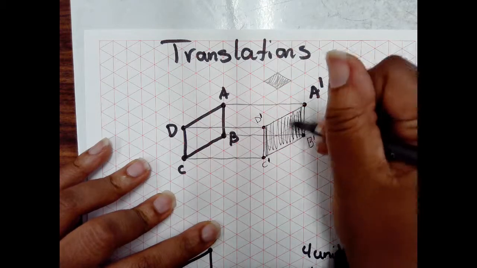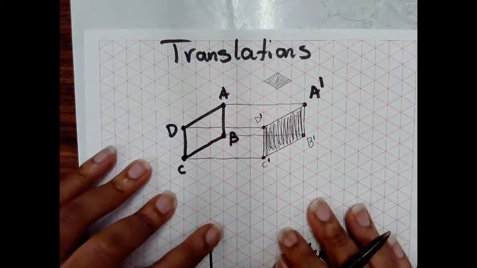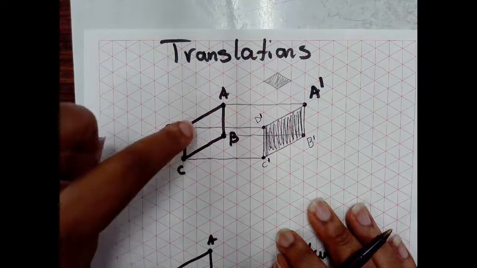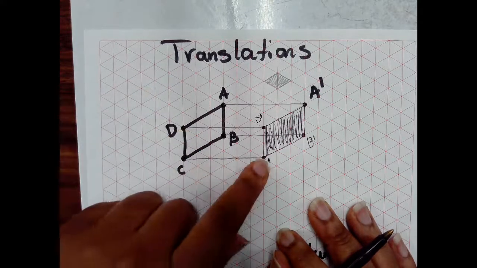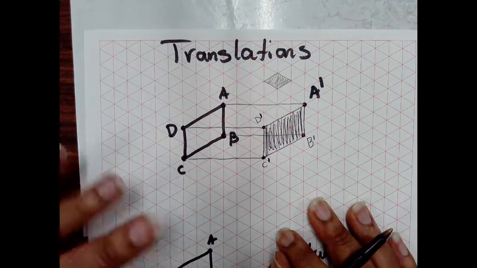The cool thing that you'll probably notice is that I just made a three-dimensional shape. I just made a rectangular prism trying to translate my rectangle ABCD to rectangle A'B'C'D'. So it's kind of cool. Isometric paper is kind of neat.